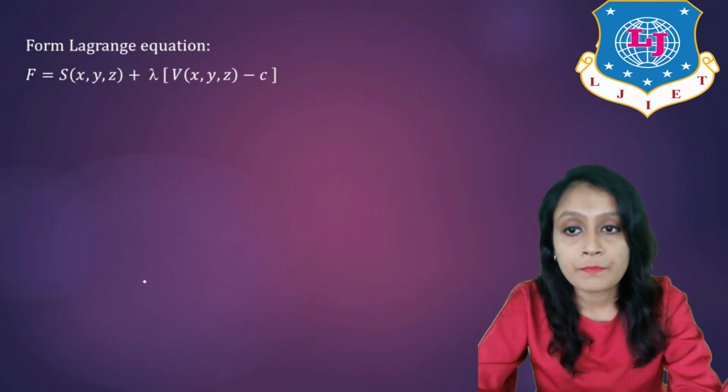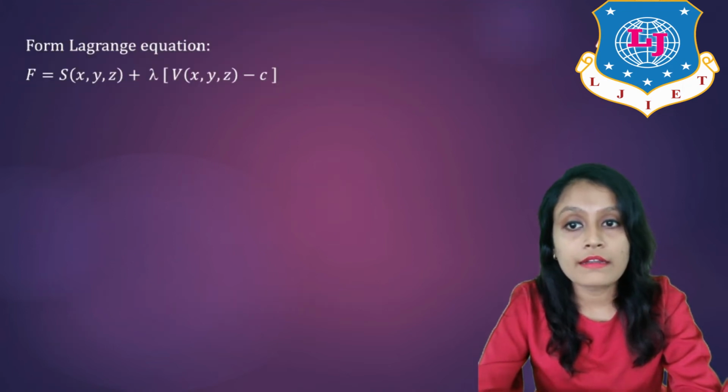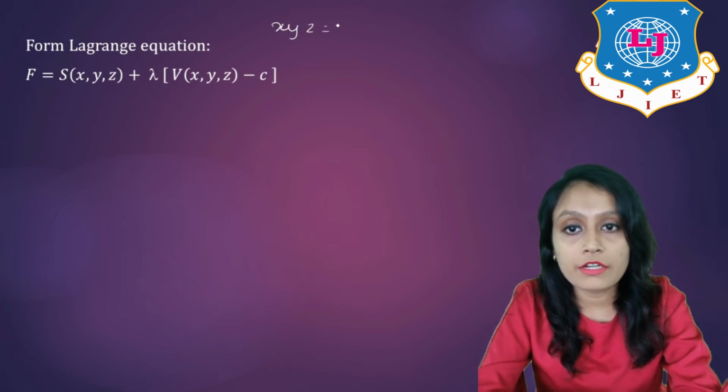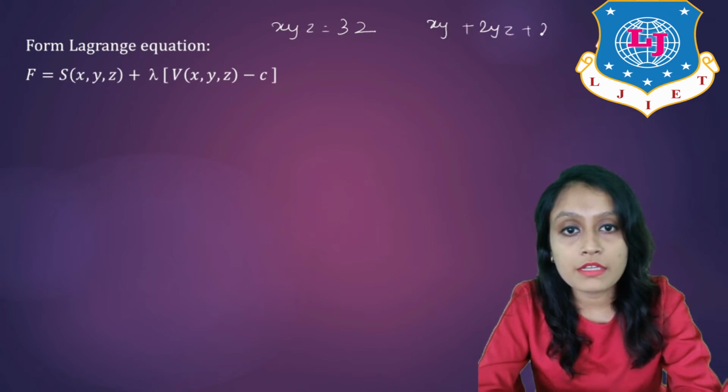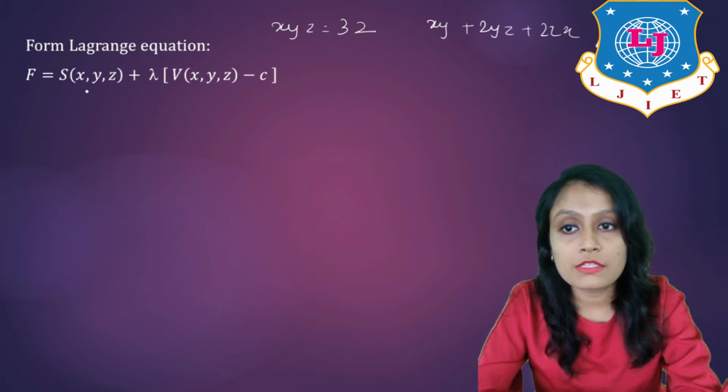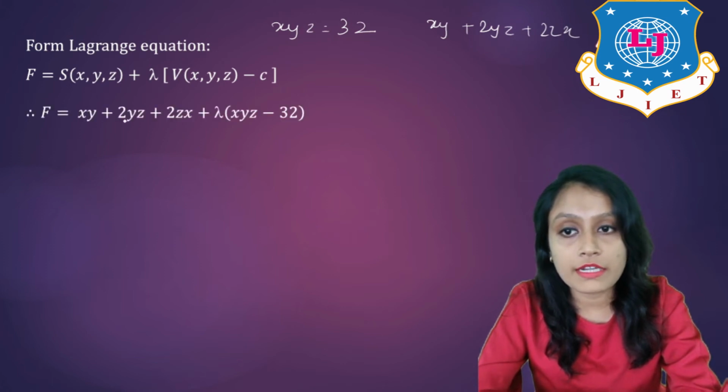Okay, next, so Lagrange equation, right? That volume xyz is equal to 32. This is your constraint, and xy plus 2yz plus 2zx, this is your function. Okay, so F is equal to function plus lambda times constraint. So function is xy plus 2yz plus 2zx plus lambda times constraint. Bring this 32 here, so you will get xyz minus 32.